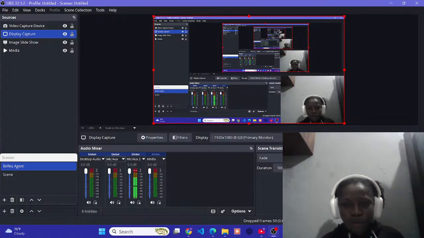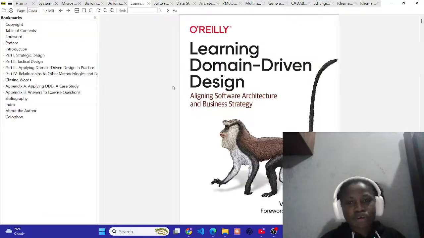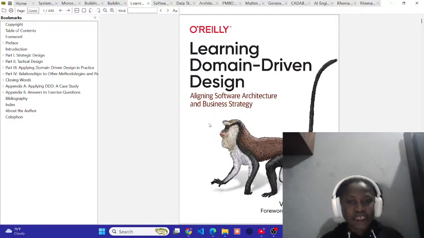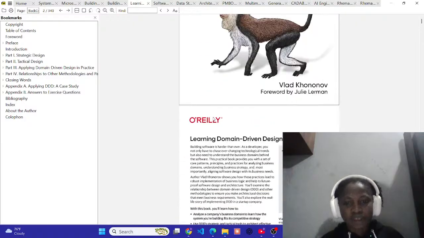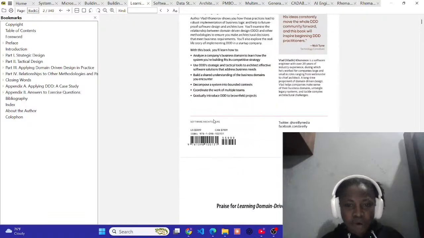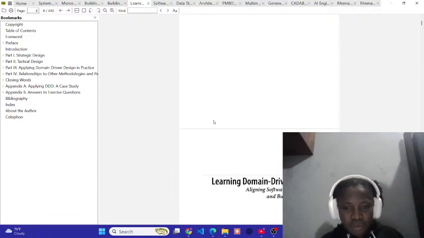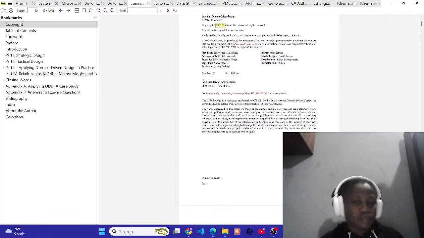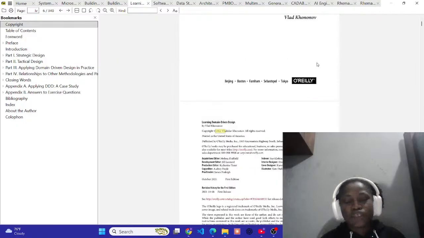So the book we want to study today is by Vlad Khononov, Learning Domain-Driven Design: Aligning Software Architecture and Business Strategy. This book was published by O'Reilly. It's a very good book. I've not read it, so we are going to read it together, actually. It was published in 2022. Its application is going to be popular now because of agentic AI.